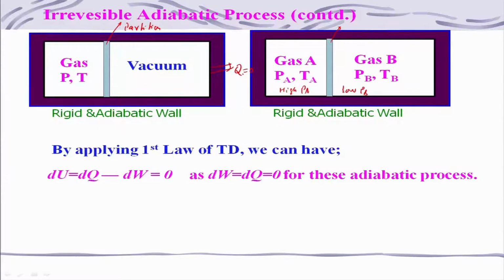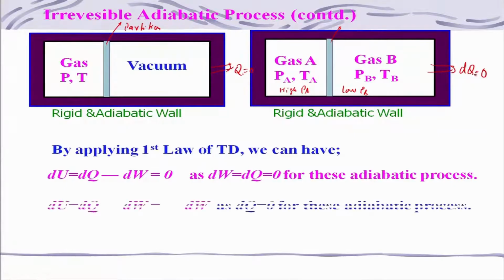Then some work is being done, because all the time the low-pressure gas is giving a resistance. In this case, as I mentioned already, it is an adiabatic wall, so the heat transfer across the system boundary is 0. Therefore, if we apply the first law of thermodynamics, the change in internal energy will be equal to the work done. Both of these examples we have considered are irreversible processes, and you can apply the first law of thermodynamics to them.